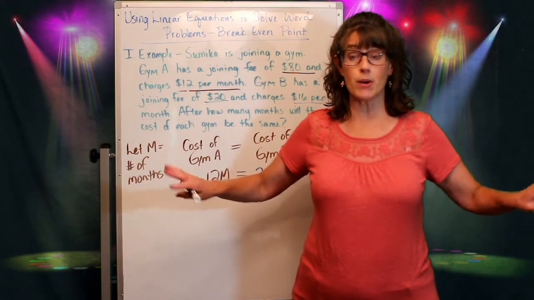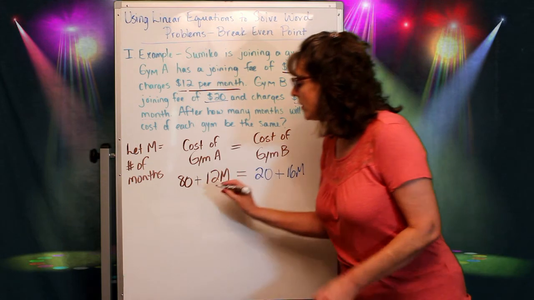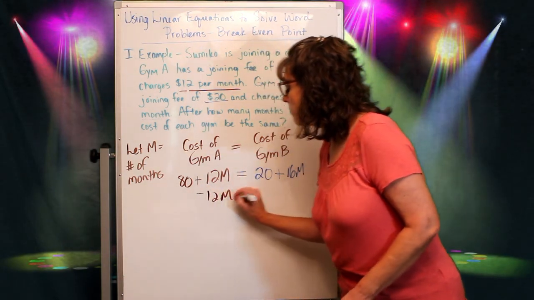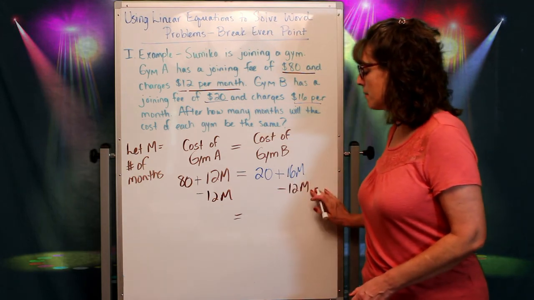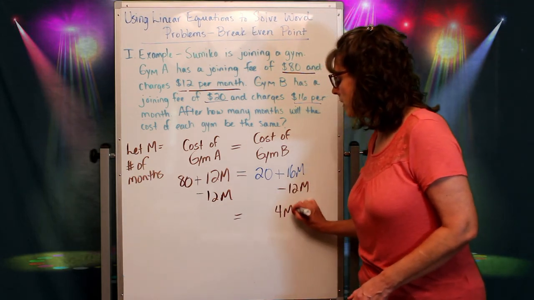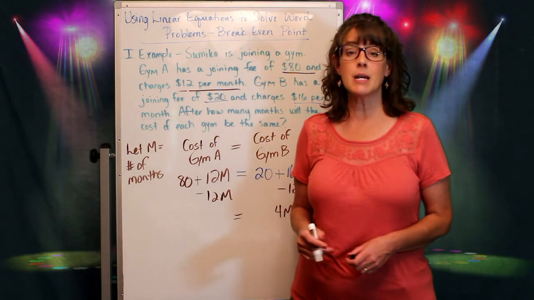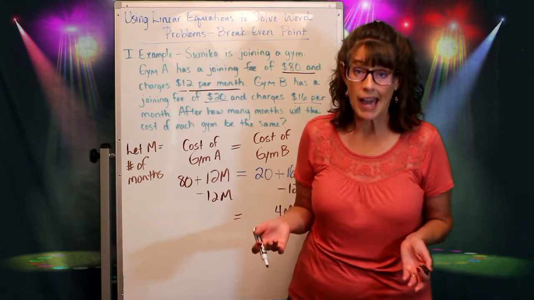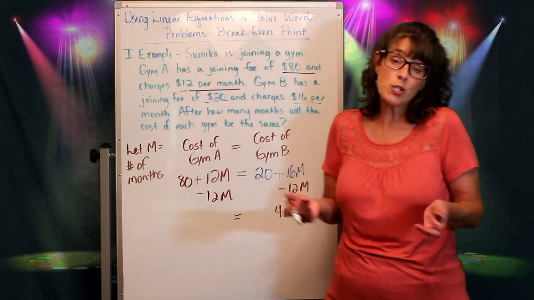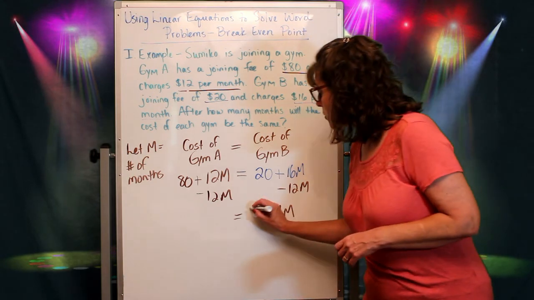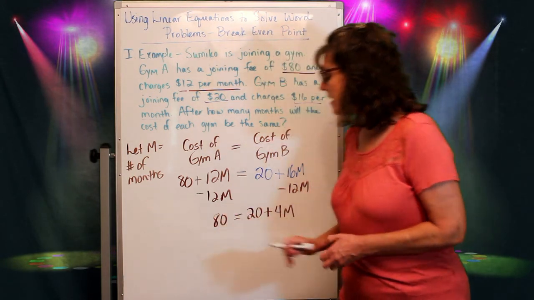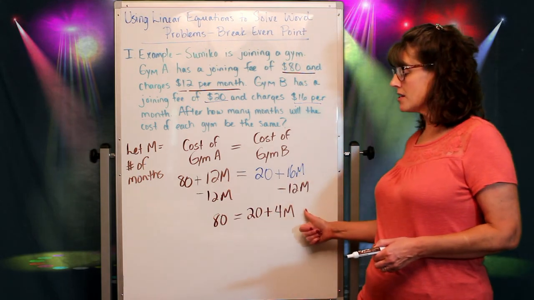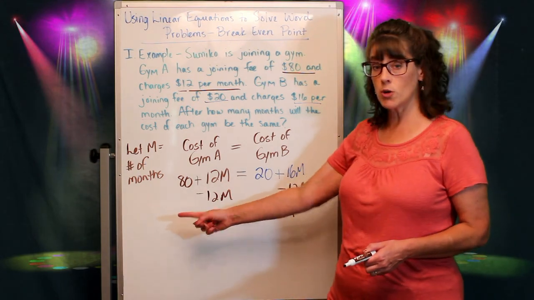Just get them separated. So I think I would like to subtract that 12m and get all my variables on this side, largely because when I take a 16m and minus a 12m, I get a 4m. If I had subtracted that 16m, I would have got a negative, which is okay. We know how to deal with negatives. I just prefer not to if I don't have to. So on this side, I have a 20 plus a 4m. On this side, I have an 80. I sent all my variables on this side. All my constants now need to go over here.